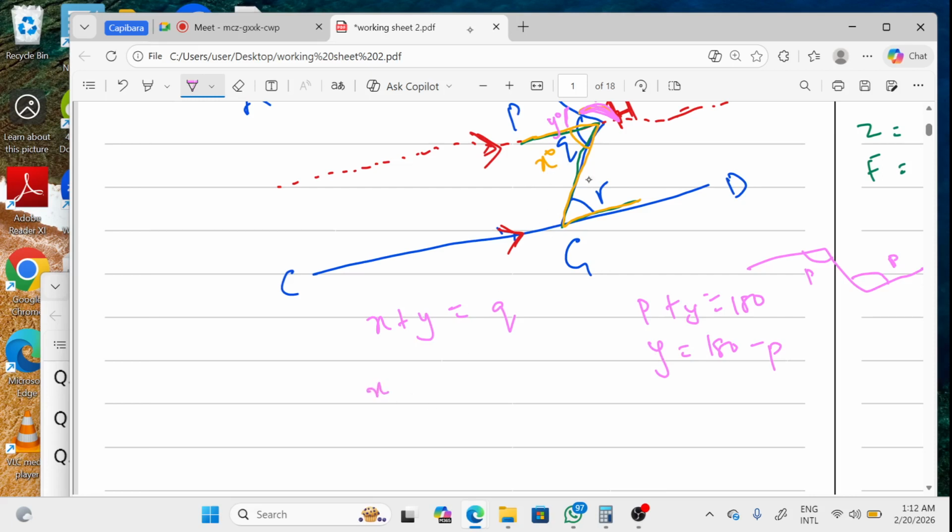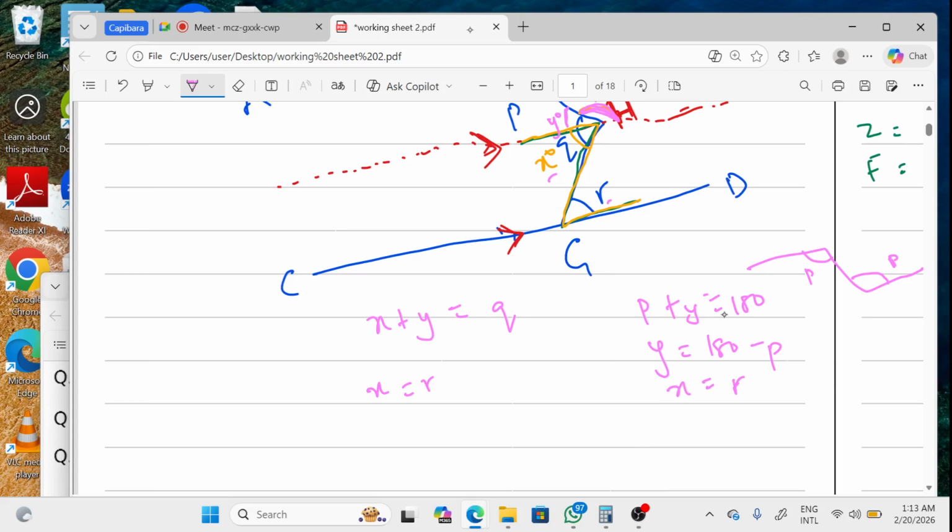Okay. Now X itself is a portion of Q. Okay, that is alternate to what? That is alternate to R. Do you agree that my diagram shows that X and R are alternating? So I can here say now that X is equal to R.